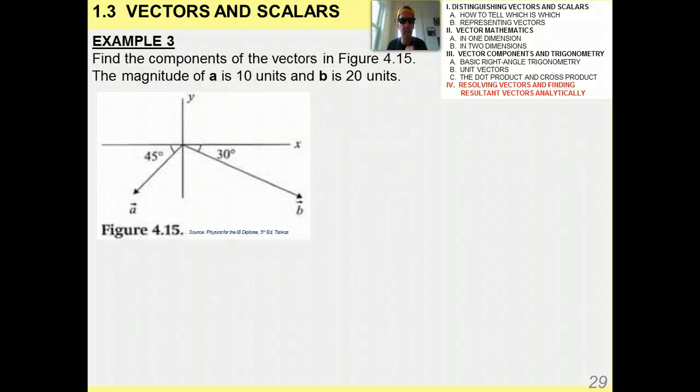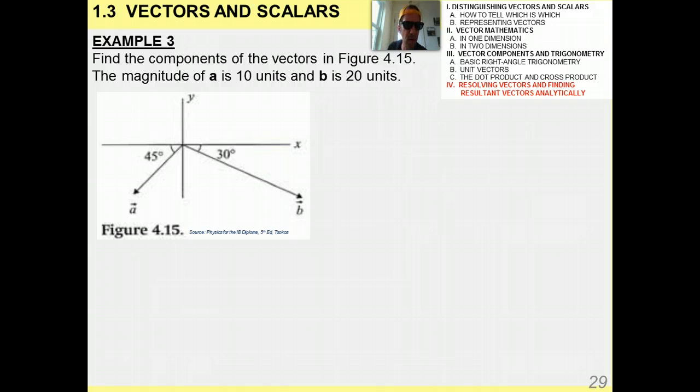All right, here's an example. Go ahead and pause the video and try this one using the 6-step method that I just outlined before. So a couple of vectors here. We have A and B. Find the components of the vectors. The magnitude of A is 10 units and the magnitude of B is 20 units.